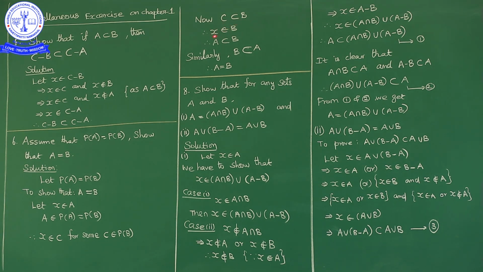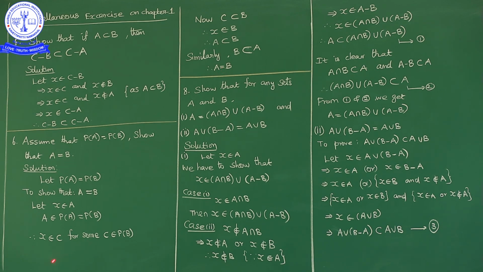Now x belongs to A here. So here what did we prove? We prove that an element x belonging to A is also an element of B. X belongs to B, so A is a subset of B. Similarly, we can prove that B is a subset of A. So A is a subset of B and B is a subset of A. From these two, what can we conclude? Set A is equal to set B.